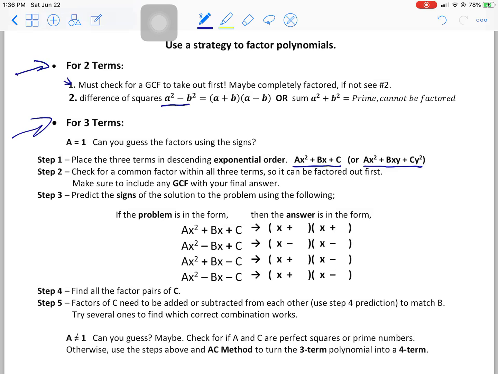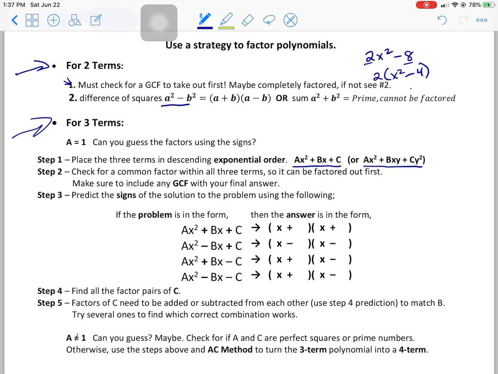So if you have, I'm trying to think of an example here. If you have 2x squared minus 8, okay, that's 2 terms. It has a negative in the middle. If you notice that it has a common factor of 2 in it, so you want to take that out, and you're left with a perfect square minus a perfect square. That's the GCF taken out, okay?